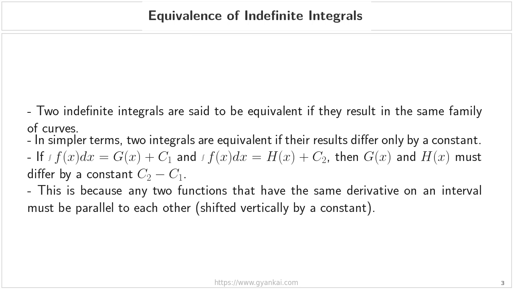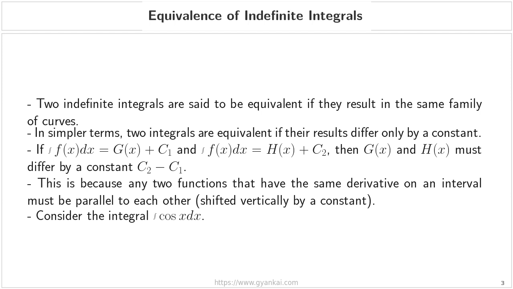Because integration reverses differentiation, any two functions that have the same derivative must be parallel to each other, meaning they have the same slope at every point, but they can be shifted vertically. That vertical shift is represented by the difference in their constants of integration. So, if two integrals give you different functions, g of x and h of x, but they both come from integrating the same original function f of x, then those functions must be the same shape, just potentially shifted up or down. Let's illustrate this with an example.